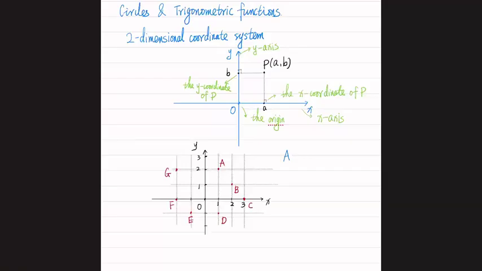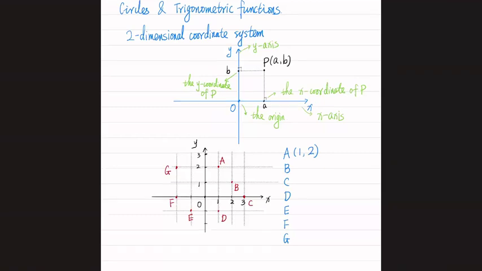A, B, C. Okay, I'll start with Amy. What's the coordinate for A? 1, 2. And Kira for B. 2, 1. Aaron, C. 3, 0. Zisheng, are you here? Okay, yeah, for D. -1, -1.